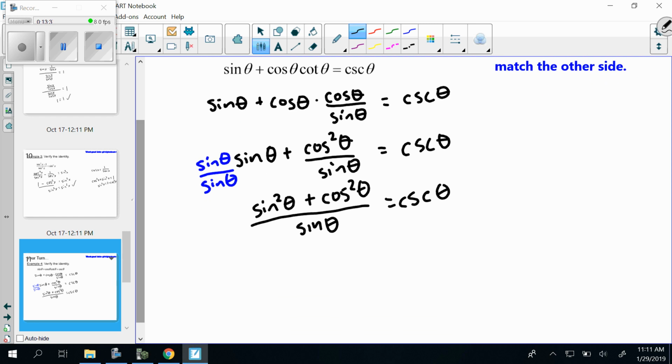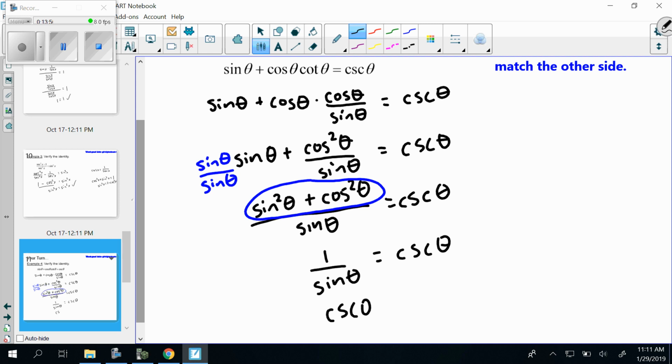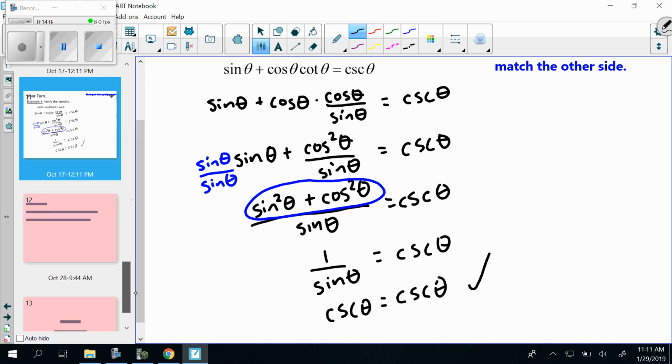And again, we want to show this equals cosecant theta. All right, well, what do we know about this? Sine squared plus cosine squared, that's that Pythagorean one. That's the same as 1. So now we've got 1 over sine theta equals cosecant theta. And what do we know about that? 1 over sine is equal to cosecant. And so now we've shown that cosecant equals cosecant. So that would be showing both sides are equal.